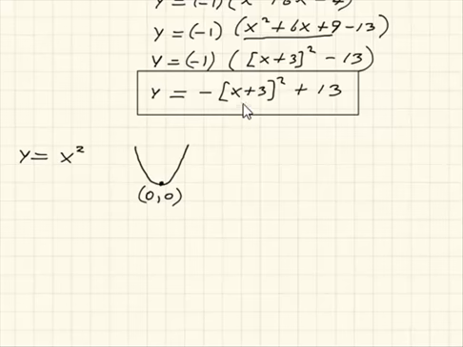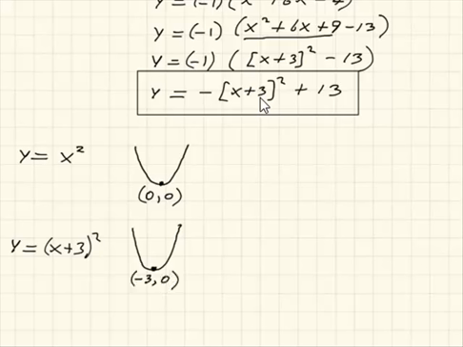Now we come back to the equation here, and we notice that it's not x squared. The first part of it is x plus 3 all squared. That plus 3 shifts the graph 3 places to the left. So the x plus 3 part shifts the graph. It keeps its shape, it just shifts 3 to the left, so it would look like this. Minus 3, 0. So that's that taken care of.